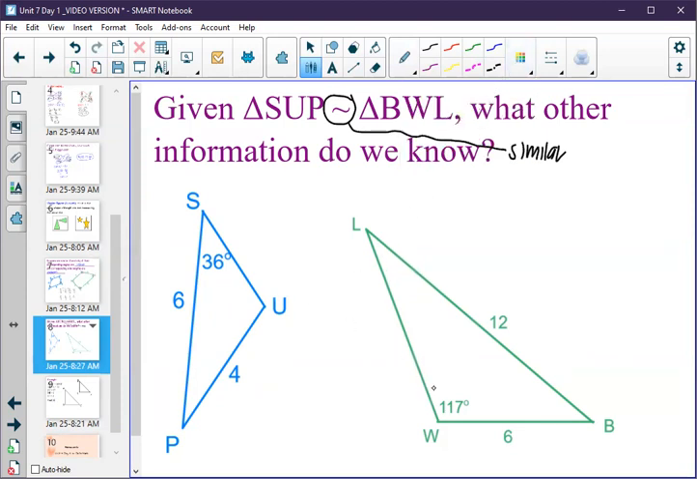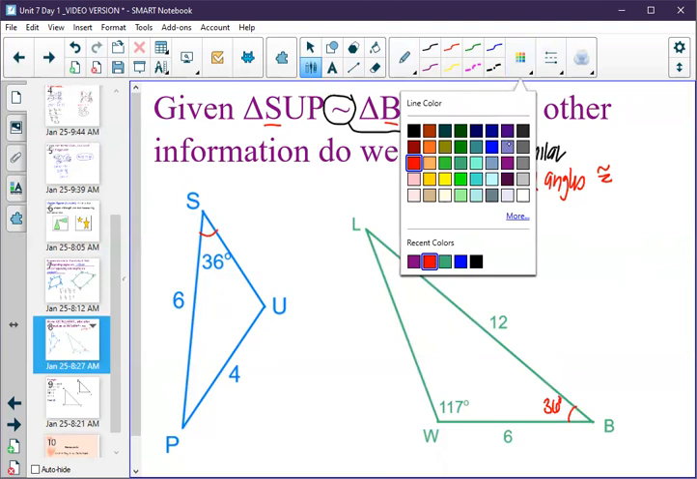So I'm looking at these two triangles. I see that we know some angles, but we don't know all. So I want to figure out what the other angles are. Now, again, with similar figures, we know that all angles are going to be congruent. So first, I know angle S is 36 degrees. S is the first letter in the first triangle. B is the first letter in the second triangle. So those two angles correspond. Those two have to be congruent. So B also has to be 36 degrees.